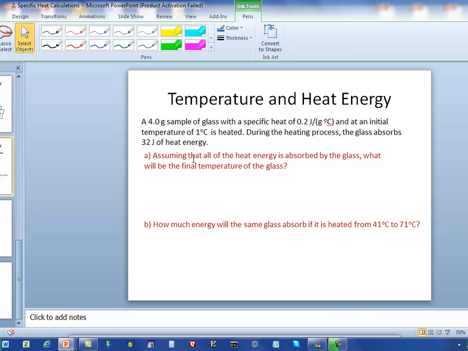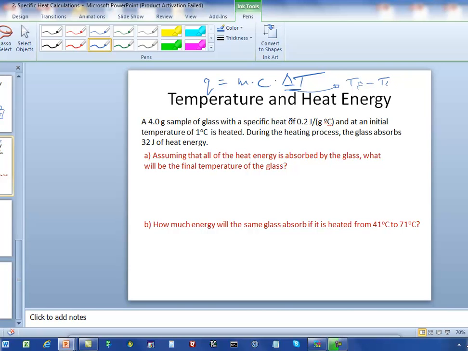and the first question is, assuming that all the heat energy is absorbed by the glass, what will be the final temperature of the glass? Okay, well, let's see here. When we look at our equation, I'll write it up here. Q equals mc delta T. This question is asking for final temperature, but I don't see T final up here anywhere in this equation. That's true, but we know that T final is lurking within delta T, right? Because delta T equals T final minus T initial.